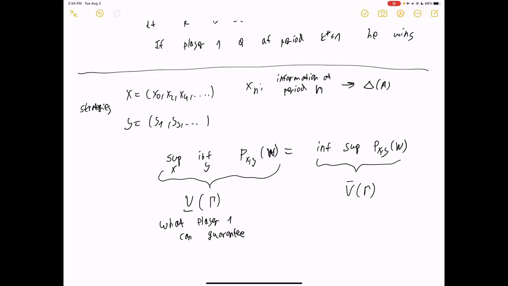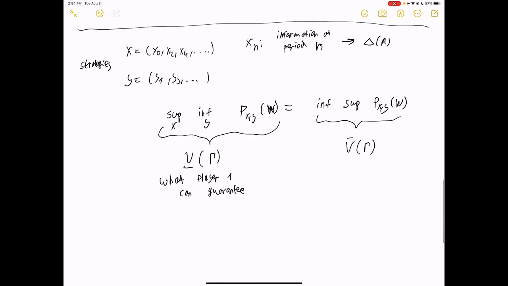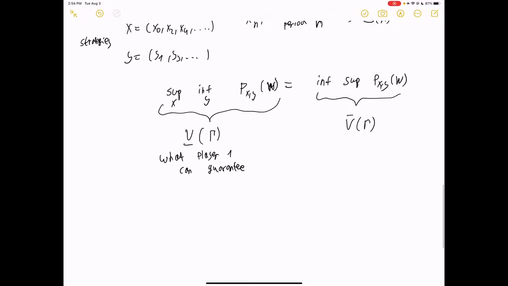And we already know that under some monitoring structures, there is a value, and under some monitoring structures, there is no value. Okay. And before I tell you what the monitoring structure is that I'm going to look at, under which there is a value, I'm going to give you the first idea of a proof, the idea of a proof that a value exists. And the idea is very simple.